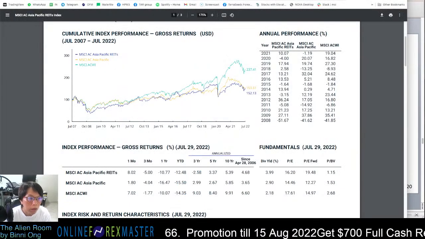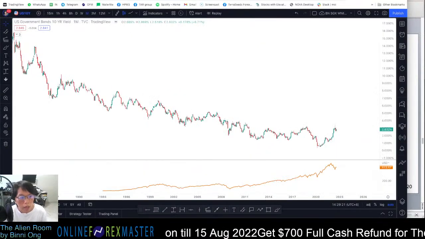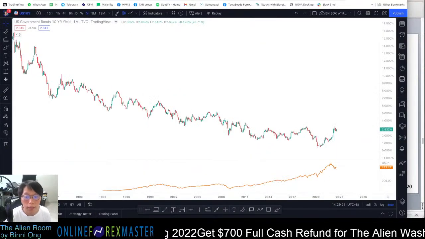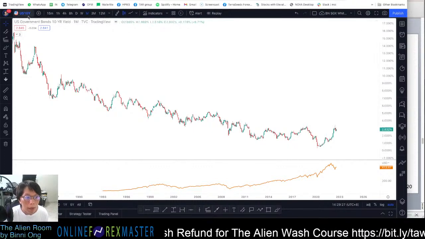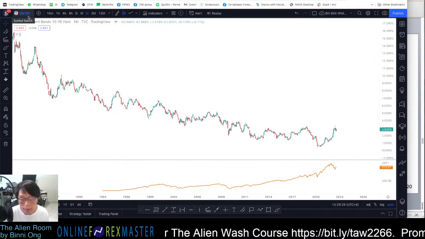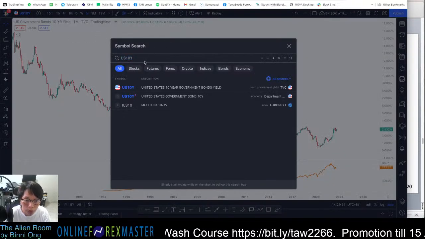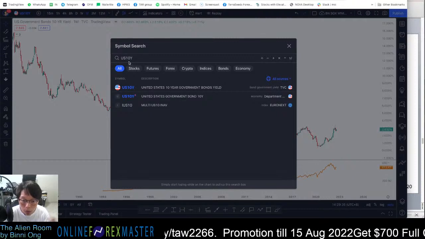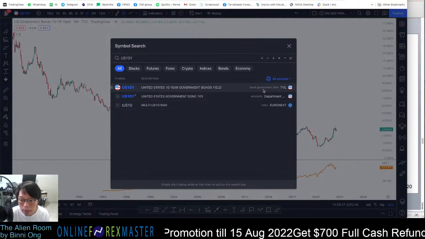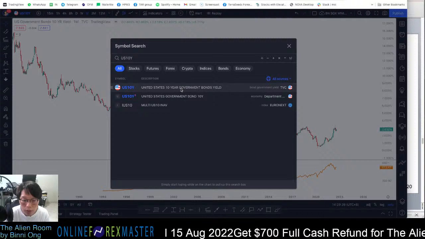Okay, now this place here is where you get the 10-year yield. You go into TradingView, and the code is US 10-year. Let me just type the code for you. You can see that US10Y here is the code that you get for the US government bond yield.